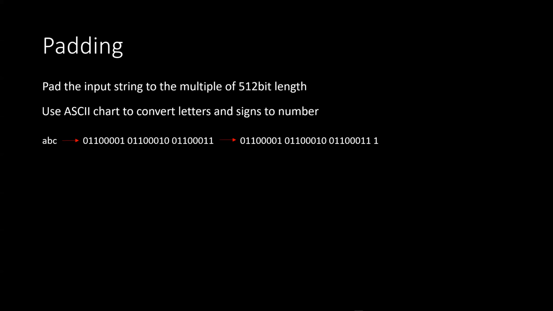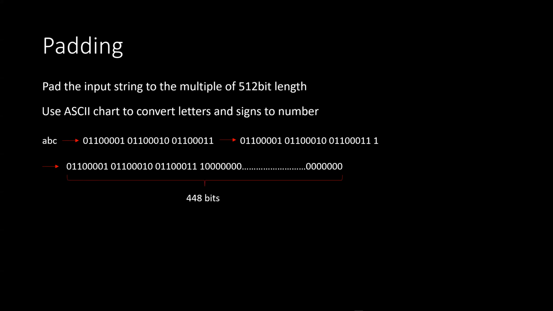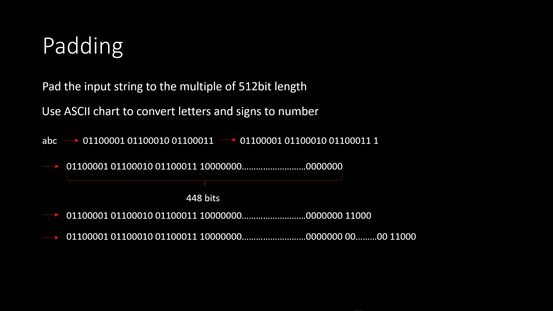So the next step will be to append 1 to the end of this string. This is not actually a string, it is a binary string. And then append a bunch of 0s to the end, making the total length 448 bits. Now we want to append the length of the binary text to the end, which is 24, as I mentioned just now. And 24 in binary is 11000. So we append that to the end. And then we put a bunch of 0s before the length, making the total 512 bits.